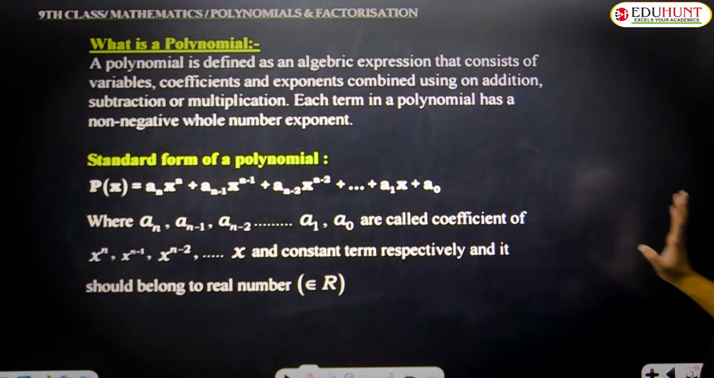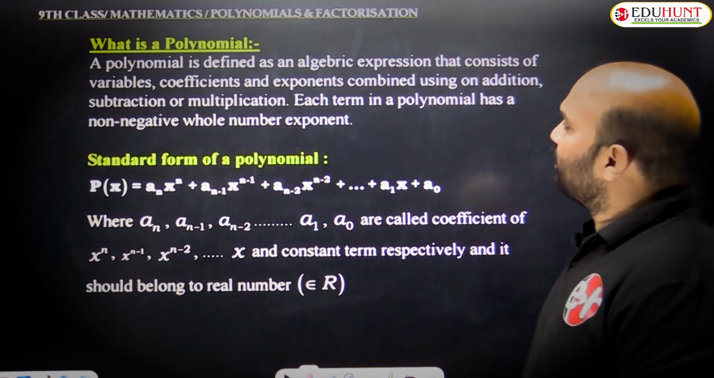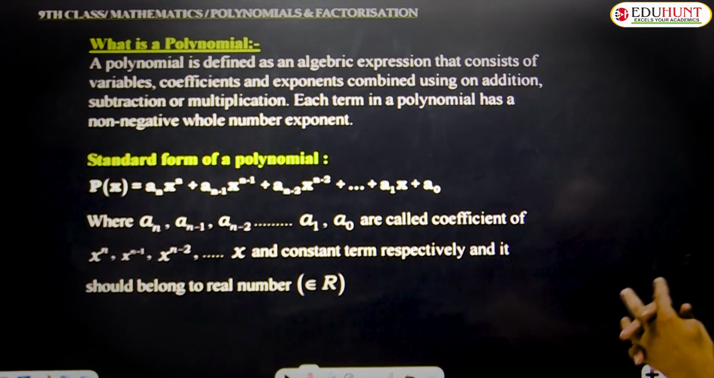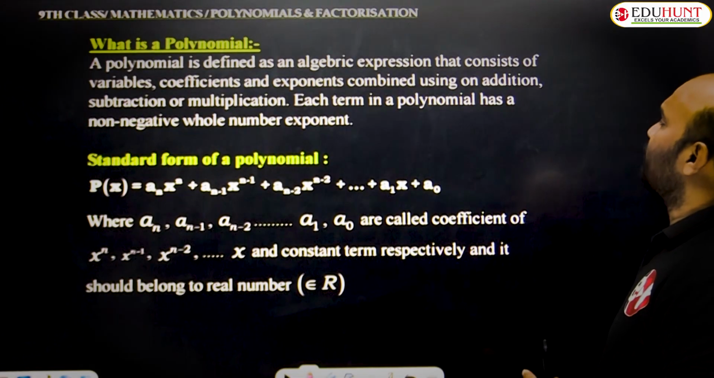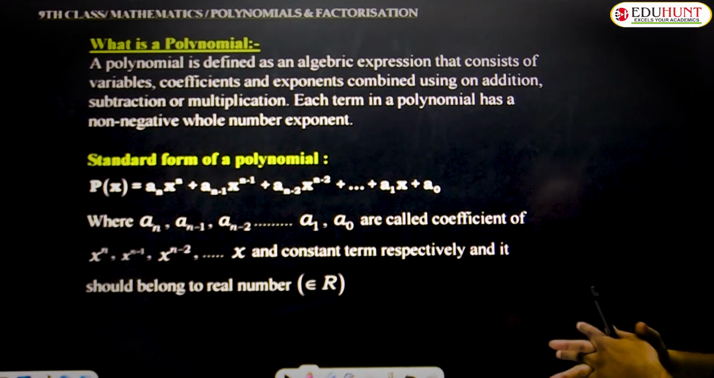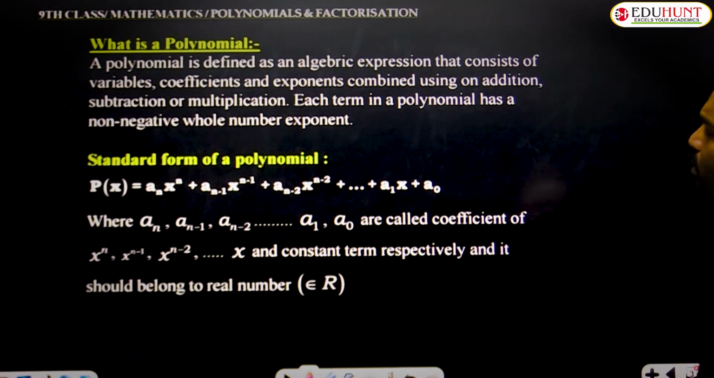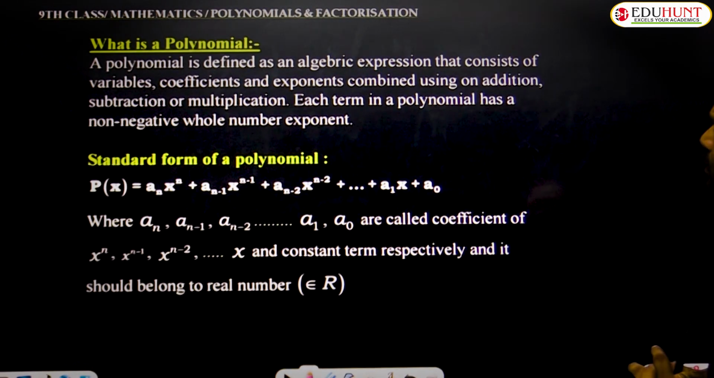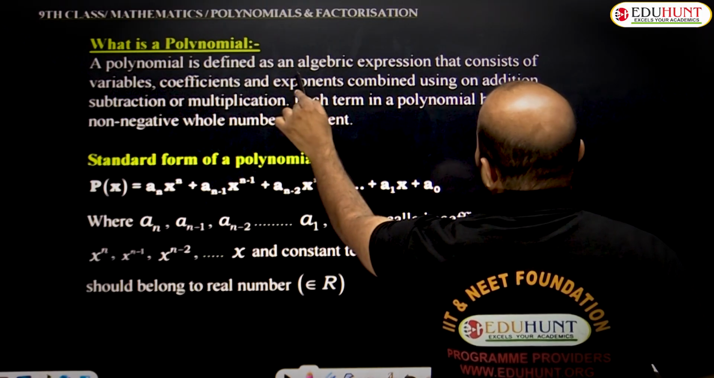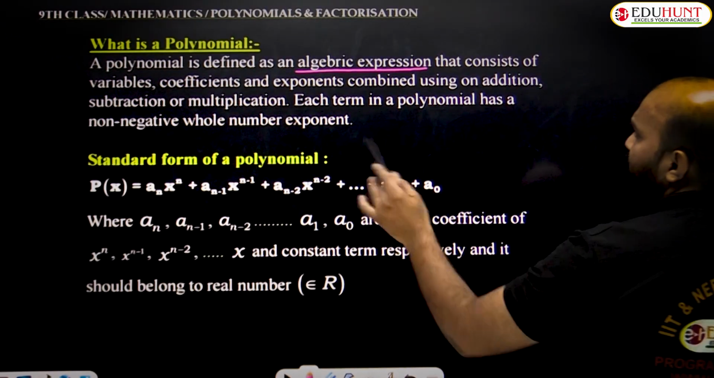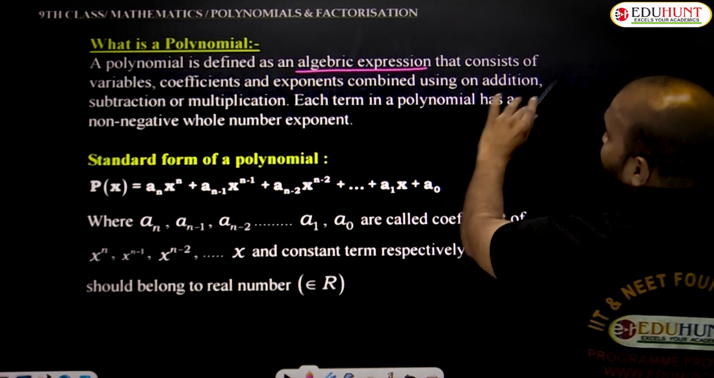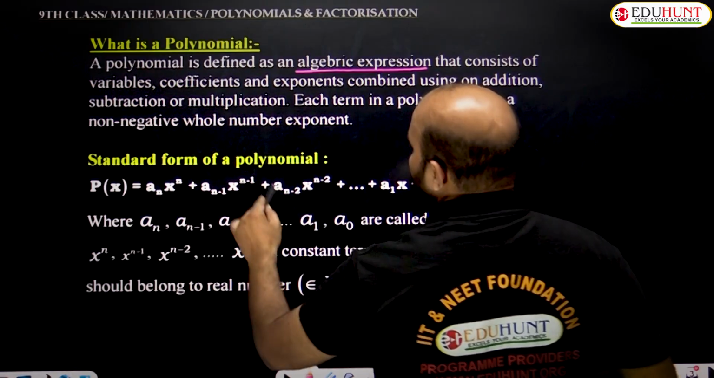So what is a polynomial? A polynomial is defined as an algebraic expression that consists of variables, coefficients and exponents combined using addition, subtraction or multiplication. Each term in a polynomial has a non-negative whole number exponent. So a polynomial is an algebraic expression, one type of equation. Clearly we need to identify that it consists of variables and coefficients.